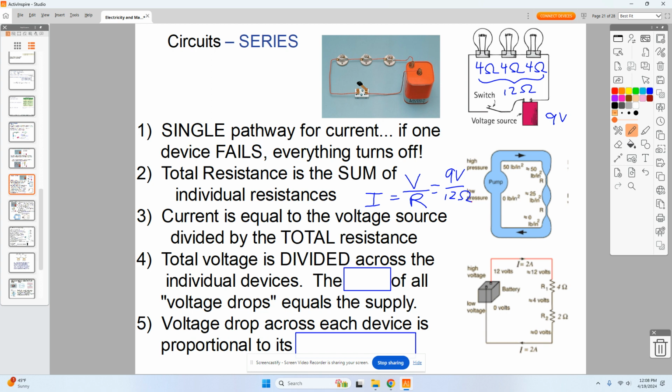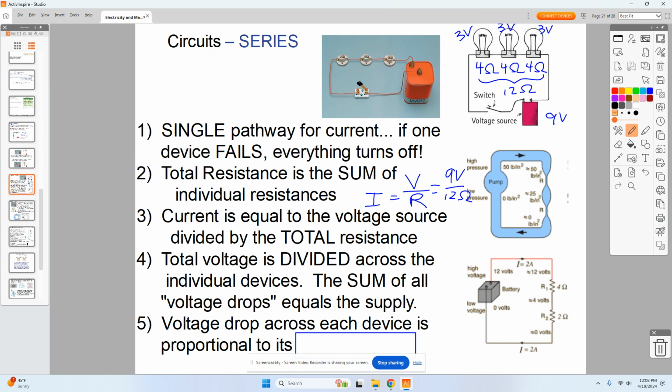The voltage is divided across the individual devices. The sum of the voltage drops would equal the supply. If this were a 9-volt battery, if that were 9 volts, this would have 3 volts across it, this would have 3 volts across it, and this would have 3 volts across it.